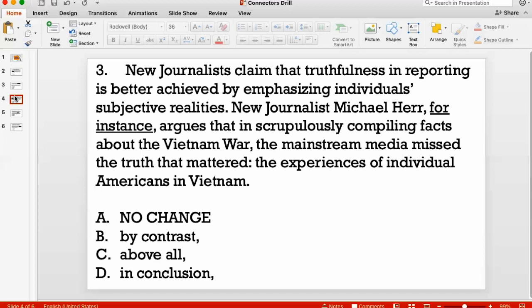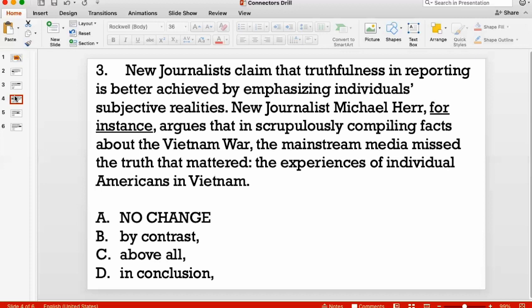And the second sentence talks about a new journalist, Michael Herr, who presents this idea of what new journalism is in the context of the Vietnam War. He says that the mainstream media that reported on the Vietnam War was scrupulous about compiling facts. Scrupulous meaning meticulous. It was extremely good. It compiled facts with high accuracy. It was scrupulous about compiling facts about the war.